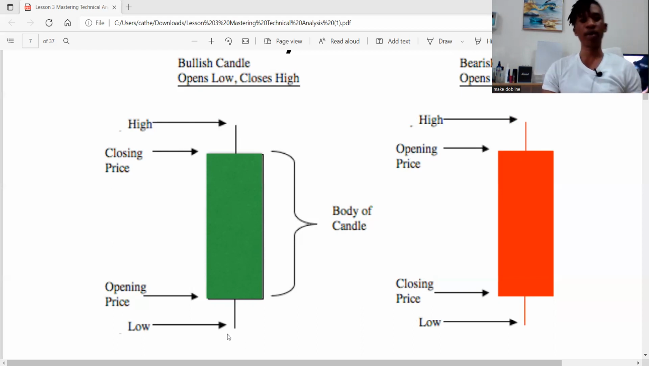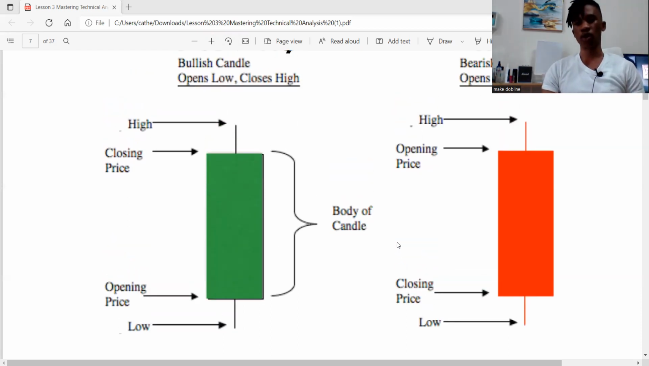And where is the opening price? Look at this. This is the opening price, the market opens here. And it went up to here, and this is the closing price. And what do we call from here to here? We call it the range of the candle. The total range of the candle is from here to here. So the market moves from here to here.